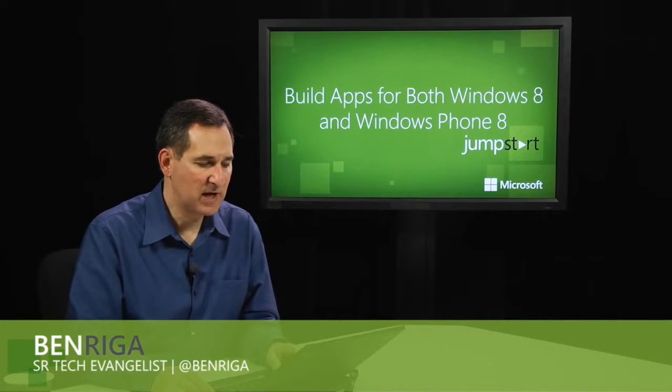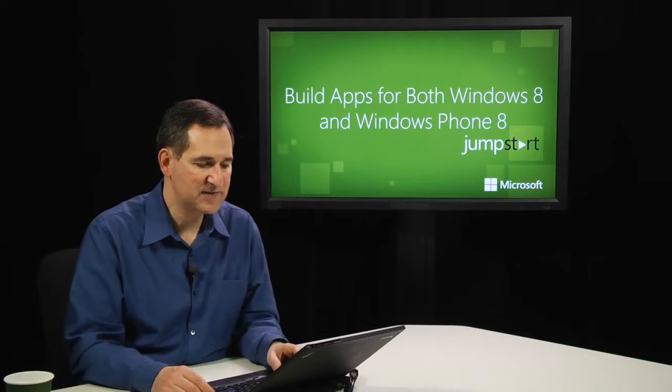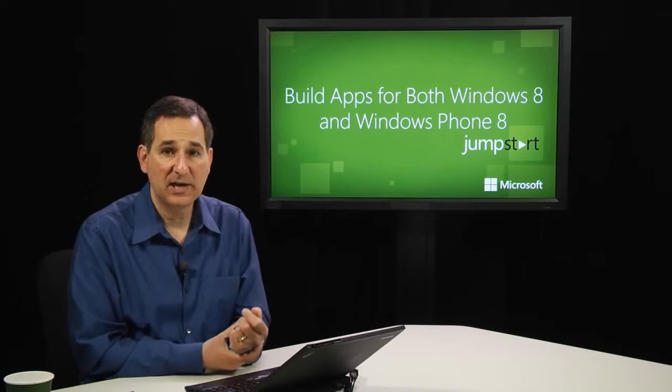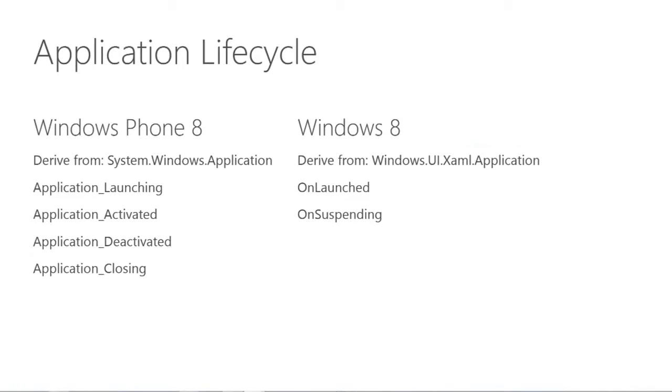So in terms of the application lifecycle, there are certain events that you have to keep in mind. In Windows Phone 8, they are all derived from the System.Windows.Application class. You get application launching, application activated, application deactivated, and application closing. Those are the ones you have to keep in mind. And then on Windows 8, it's in the Windows.UI.Xaml.Application namespace, and there it's OnLaunched and OnSuspending. Those are the two that you have to keep in mind.